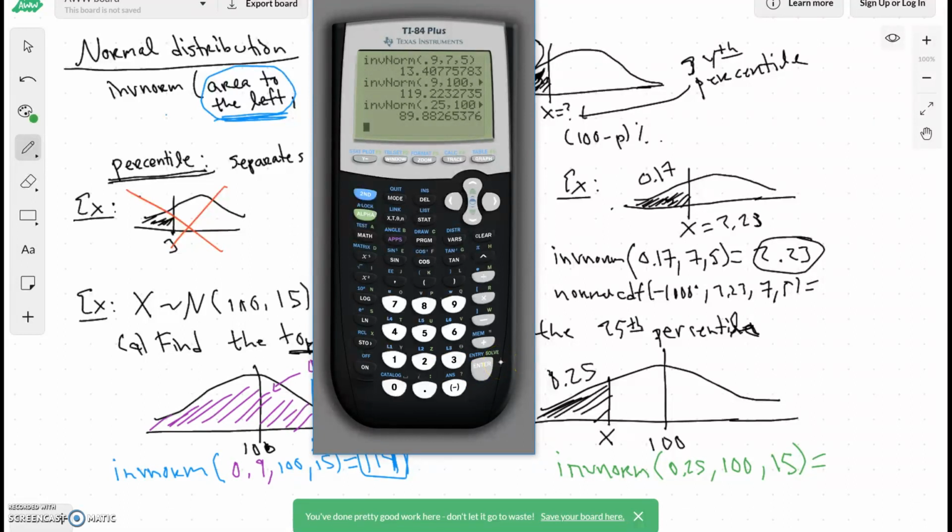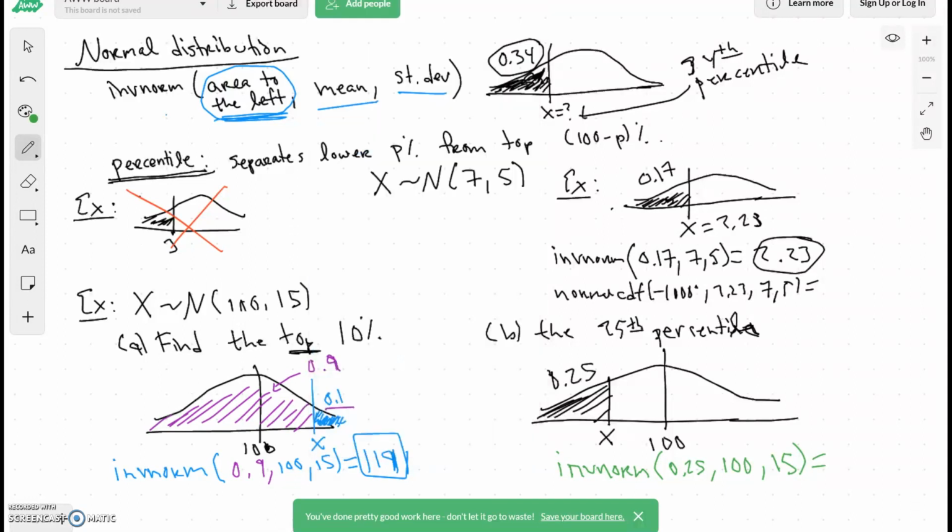Approximately 90, so 89.9. 89.9 is the number that is associated with the 25th percentile. And notice that 89.9 is less than 100, so it is in the right category. Okay, so that's how you do inverse normal. Hopefully at this point you should be able to do most of your homework.